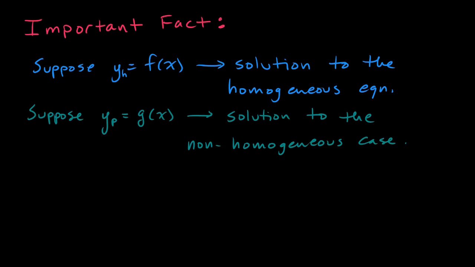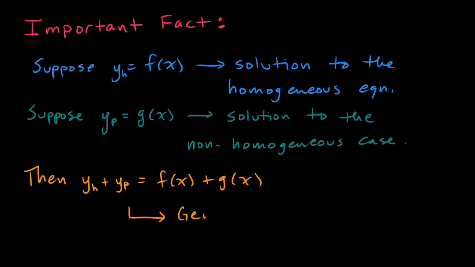All right, so if we have those two situations, then y sub h plus y sub p, which is going to equal f of x plus g of x, is a general solution to the entire non-homogeneous differential equation. Okay, so that's going to help us with solution methodology, so that's why we're pointing that out.